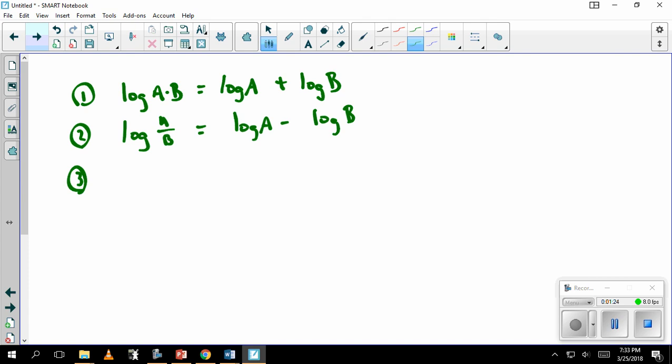And finally, the third rule says if I have the log of, say, x to the b power, whatever b is, some constant, I can just bring that b down in the front and make it b times the log of x. And that'll become a very useful rule with what we're going to do today.